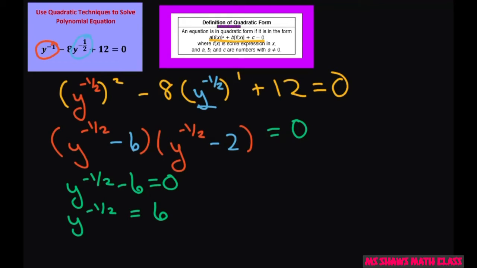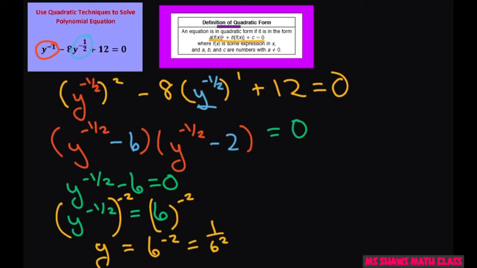And what you can do is just multiply. We need a 1 here. We want to isolate the y. So I'm going to multiply this by negative 2, or rather, power it up by negative 2. Now this gives me a 1, so we have isolated the y. And 6 to the negative 2 is actually 1 divided by 6 squared, which equals 1 divided by 36. So that's one solution.